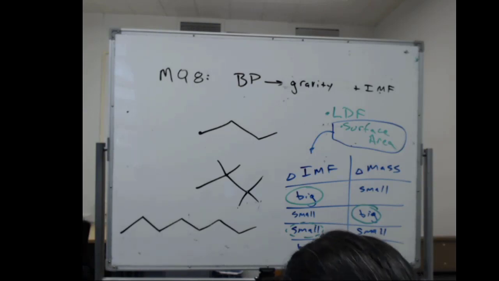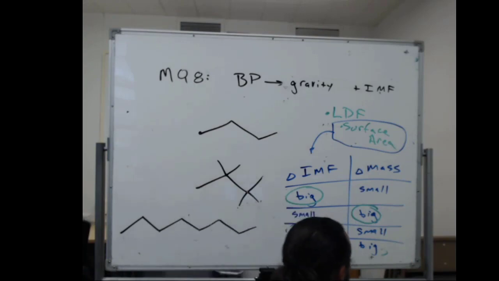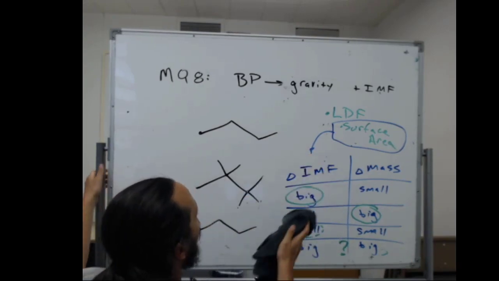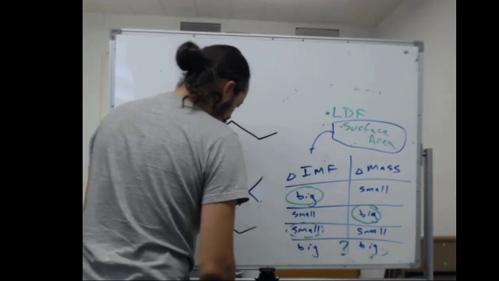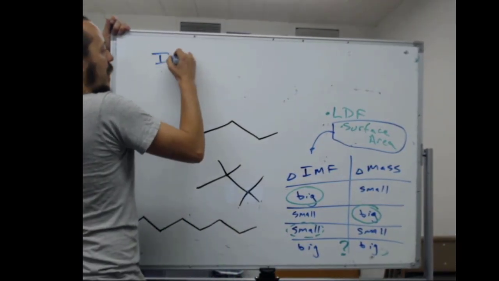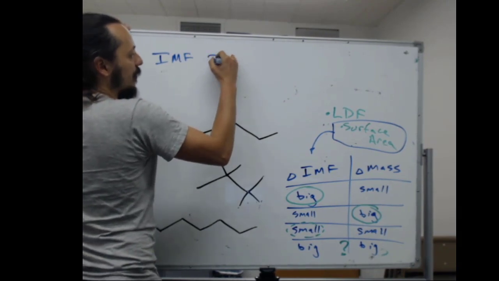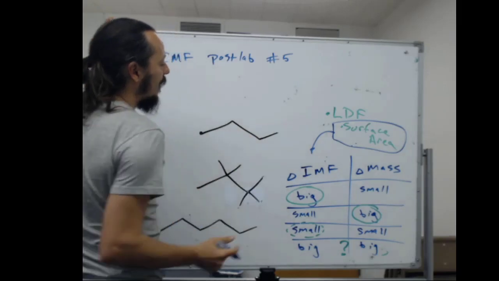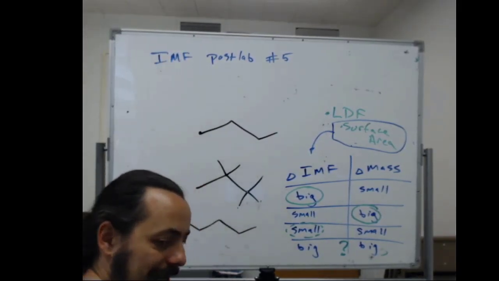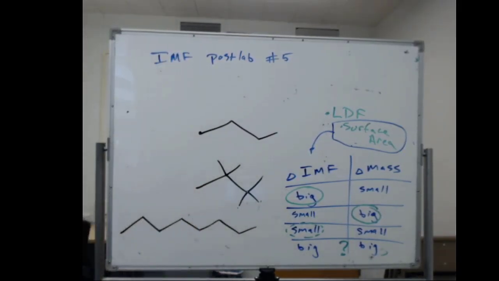Okay, so we're shifting our thinking now. And it's actually very closely related to what we're doing here, except instead of mastery question, we're looking at IMF post lab. Number 5. And the question is such. If a molecule has a stronger dipole moment than another molecule, does it guarantee it will have a higher boiling point? Explain why or why not.